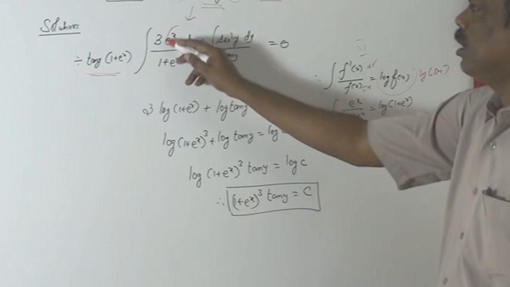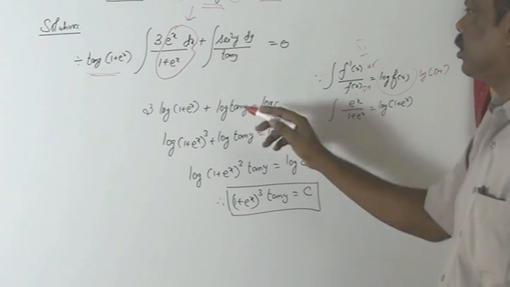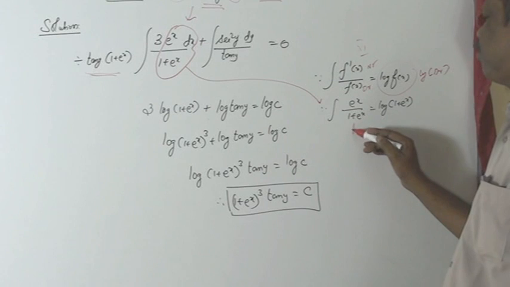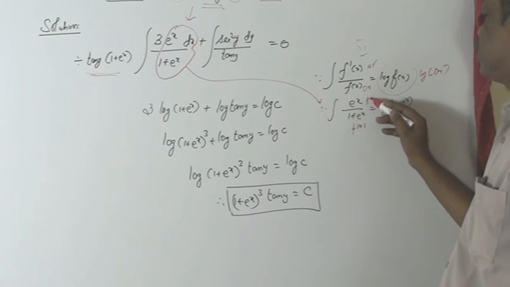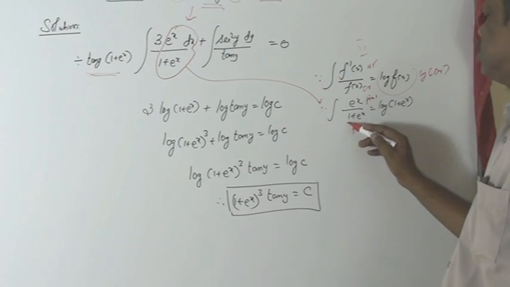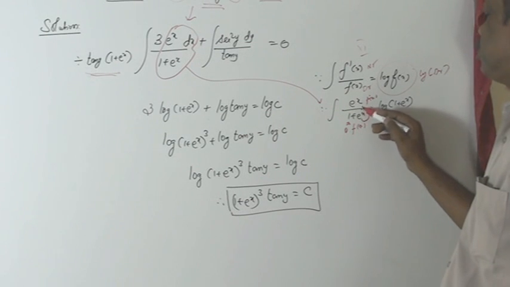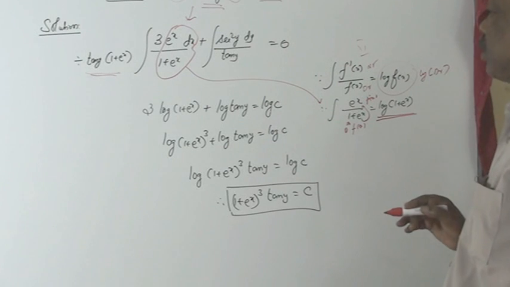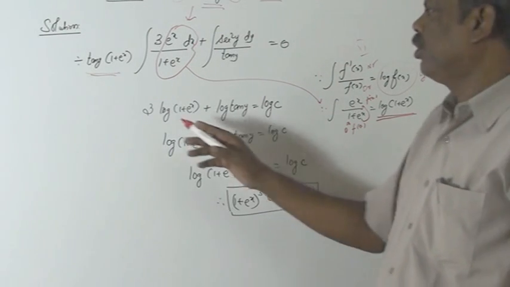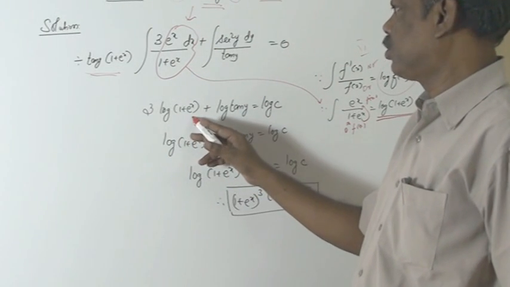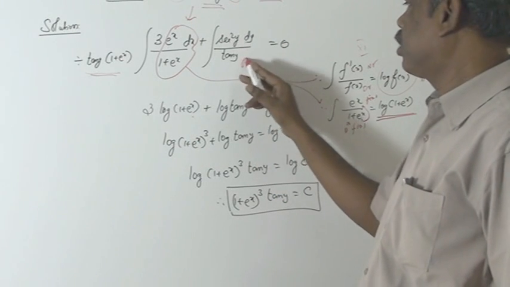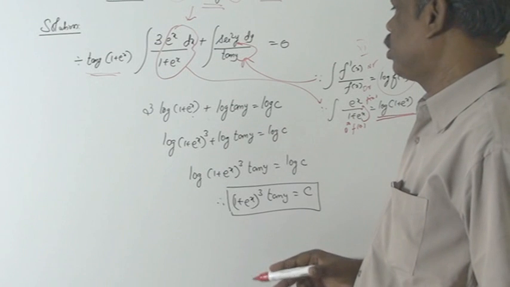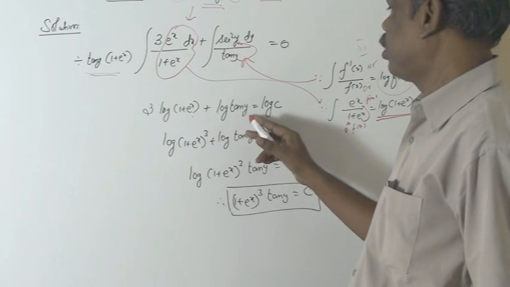So here I am taking e power x by 1 plus e power x dx. This integration I am taking. So here this is f of x, whereas this is f dash of x. Why? Because the derivative of 1 is 0, and the derivative of e power x is e power x itself. Therefore, the integration is log of 1 plus e power x. Therefore, 3 into log of 1 plus e power x. The same rule can be applied for the next integration also. What is tan y? Its derivative is secant square y. Therefore, we get log of tan y.